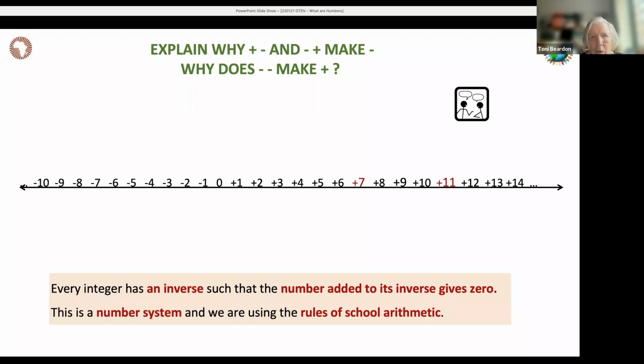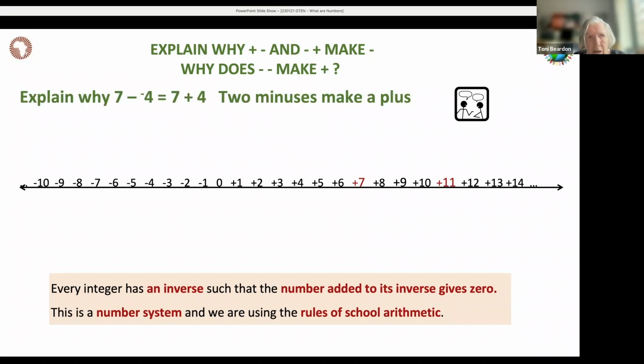Now, if we think a bit more about the number line that Teja made was just talking about, I think we can make perfect sense. So if, for example, we've got 7 take away minus 4, taking away is adding the inverse. So we add the inverse of minus 4, which is plus 4. Easy. Two minuses make a plus, if you want to say, but that's why it happens. And it's really important that the children understand why. They don't just learn a rule that makes no sense.